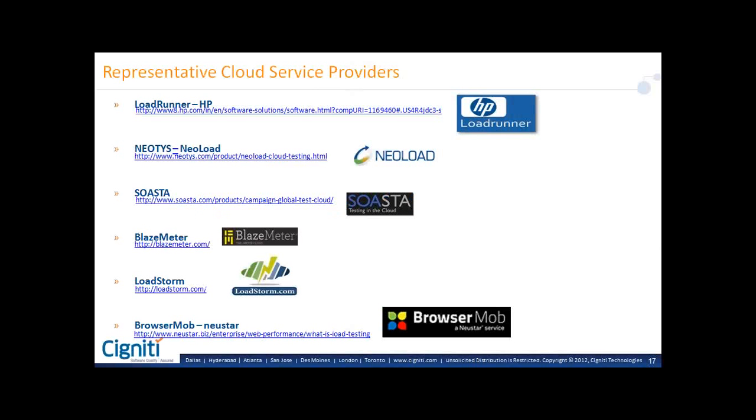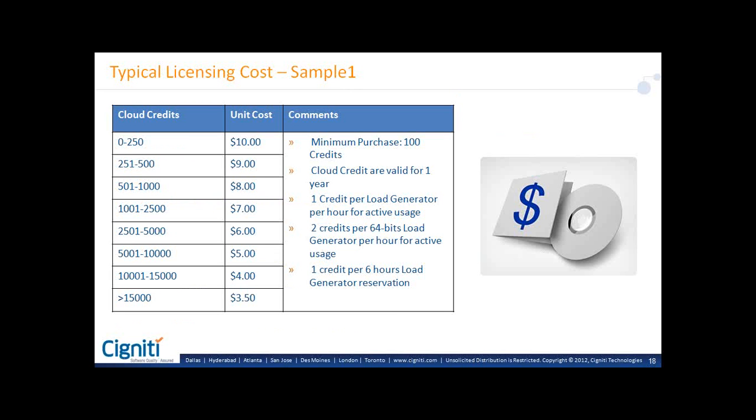Before we move to the demo, we'll quickly talk about the licensing models and costs associated with it, so that you can get an idea of when you should go for performance testing from cloud. These are a few representative cloud service providers out there, like LoadRunner, Nucleus, BlazeMeter, LoadStorm, BrowserMark. And these are some of the sample licensing cost models most of the vendors have.